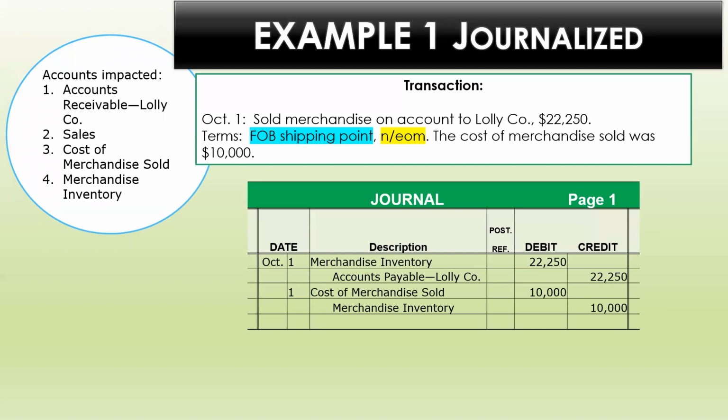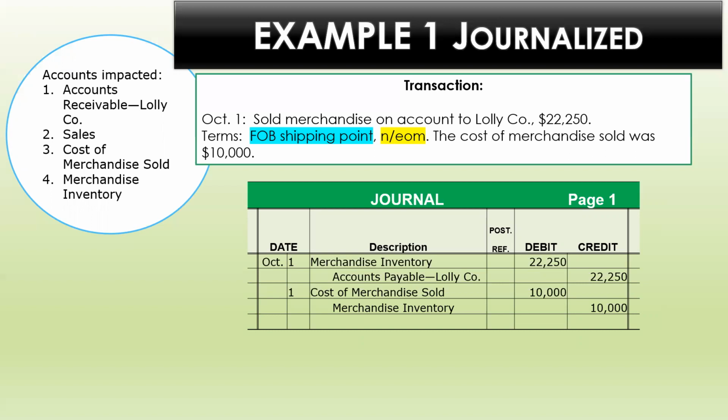First, we enter the date, October 1. Our first debit here is to merchandise inventory in the amount of $22,250, and then we enter our credit, same amount, using the accounts payable Raleigh Company account. This involves 2 journal entries.